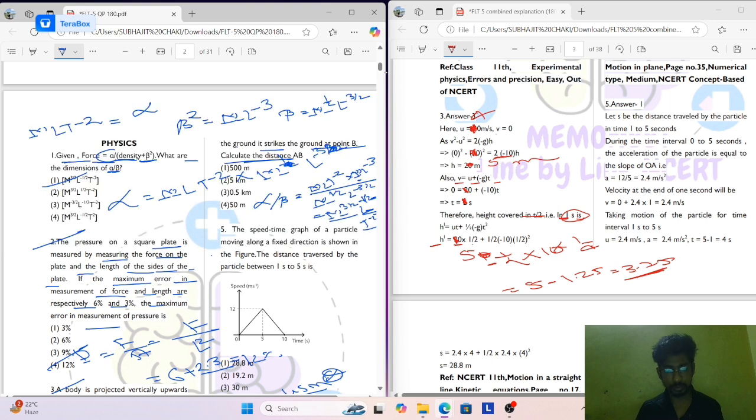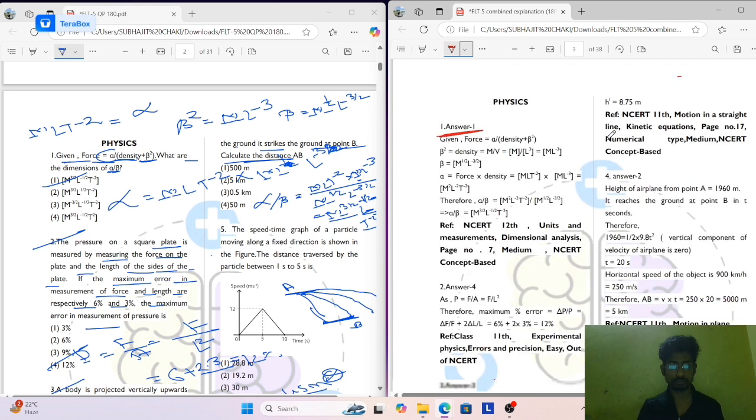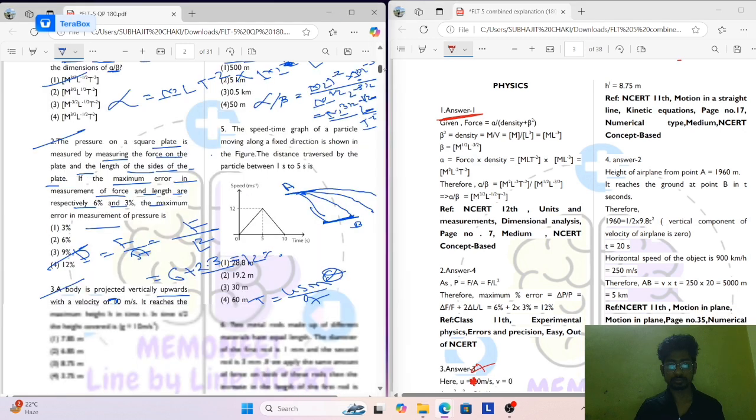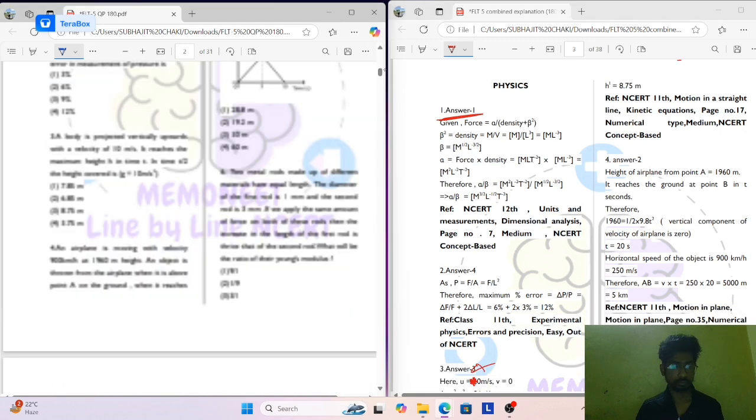So if we throw something from an airplane, it will follow the projectile path, right? This path or this path, right? So we have to calculate, this is point A, this is point B. We have to calculate the distance between point A and point B. Okay, so this is nothing but a projectile motion problem also, no? Okay, 900 km per hour, we calculated this as 250 meter per second, right? The height H is given, 1960 meter.